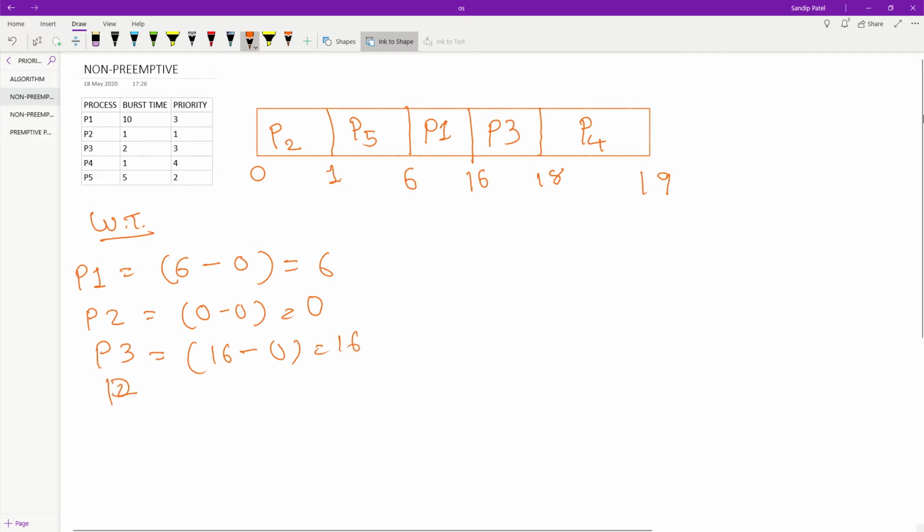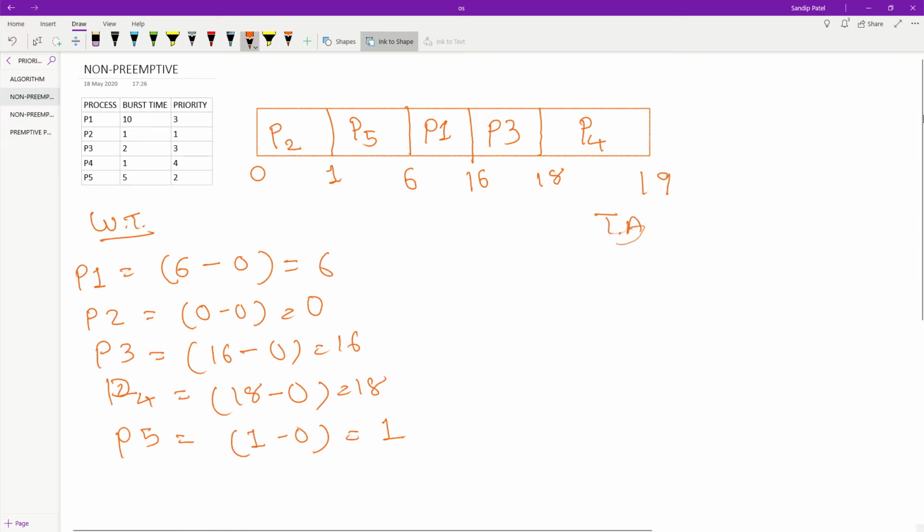P4: first it enters the CPU at 18 milliseconds and arrival is 0, so it's 18. And P5: first response, it enters the CPU at 1 millisecond and arrival is 0, so it's 1. So the waiting time for each and every process is found the same way.